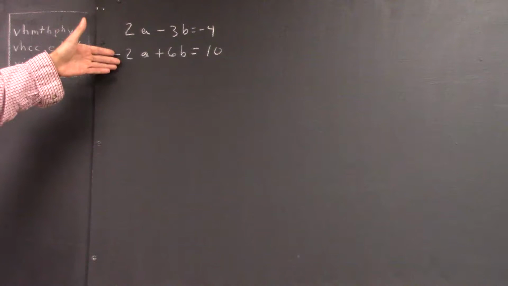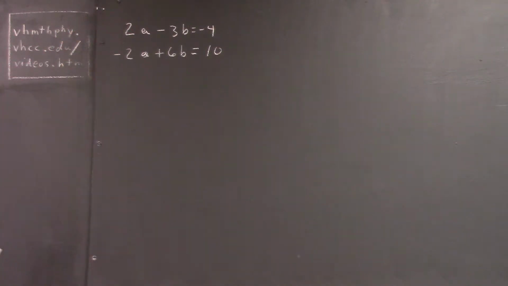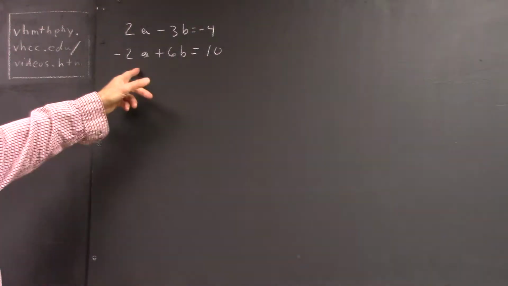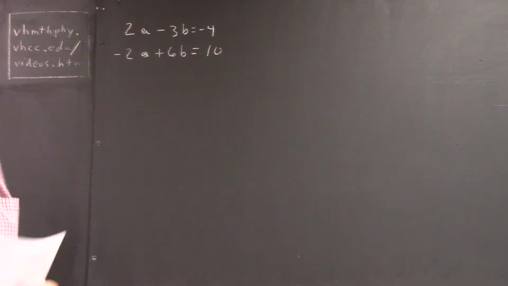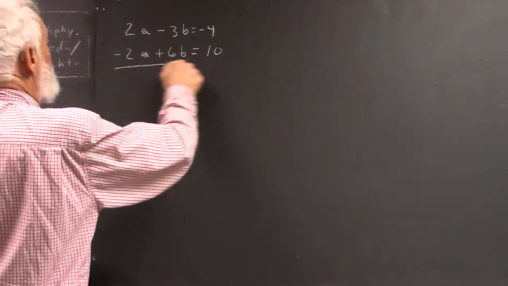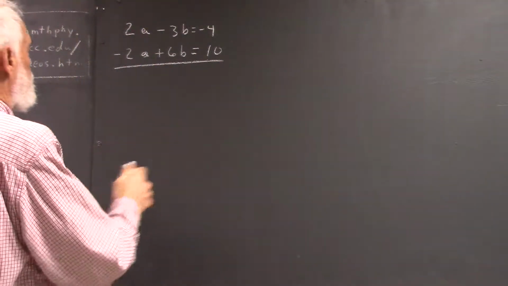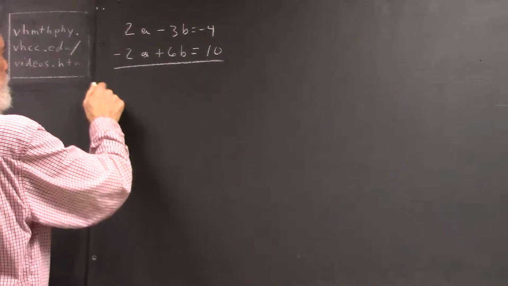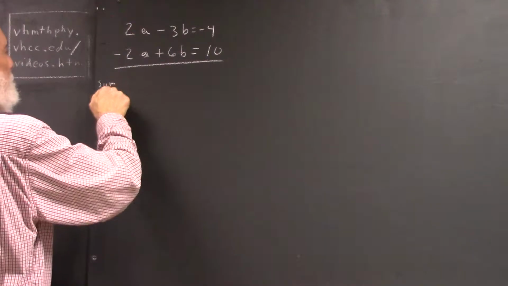I find that for this set of equations, if I just add the equations, A is going to go away because I have a 2A and a negative 3A, right? So that makes it really easy. So I add the equations. The sum of the two equations is going to be what?